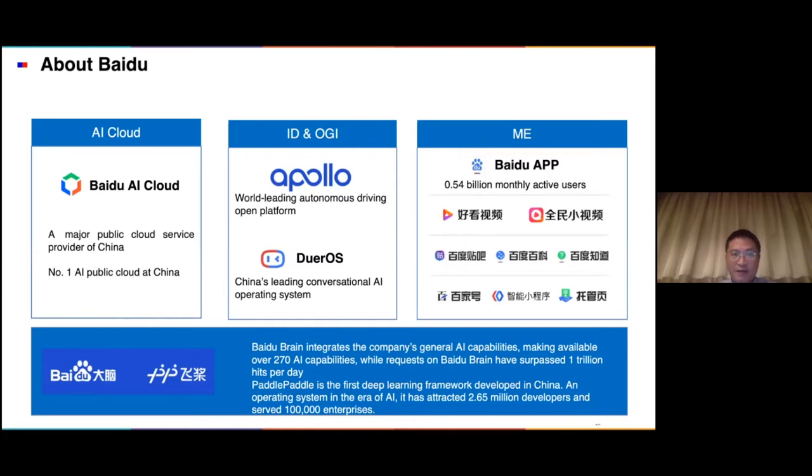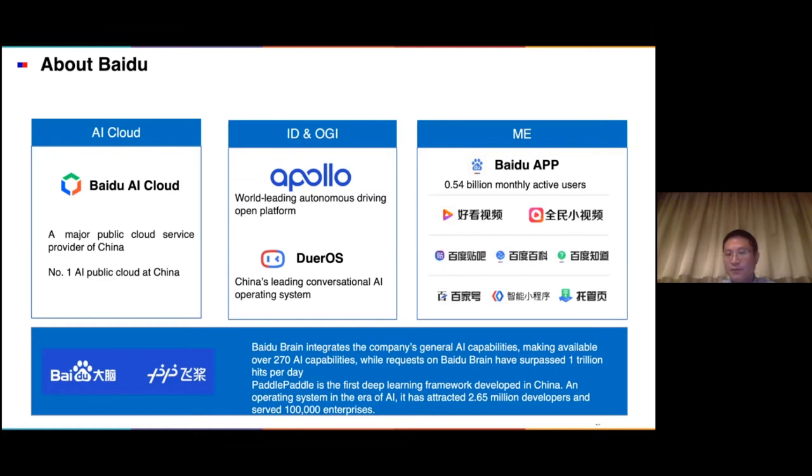Baidu AI cloud is a major public cloud service provider of China and also the number one AI public cloud of China. Baidu Apollo is the world's leading autonomous driving open platform. And Baidu DuerOS is China's leading conversational AI operating system. The Baidu app has 500 million monthly active users. Baidu Brain integrates the company's general AI capability, making available over 270 AI capabilities. Requests to Baidu Brain have surpassed 1 trillion hits per day.